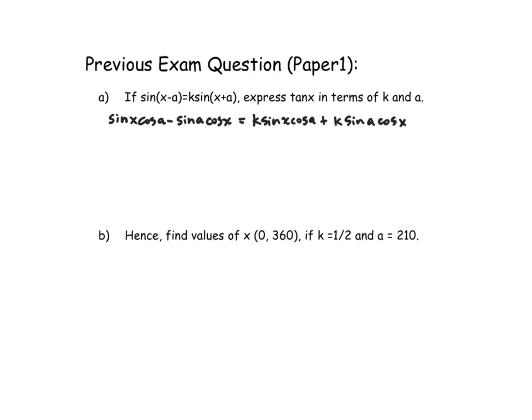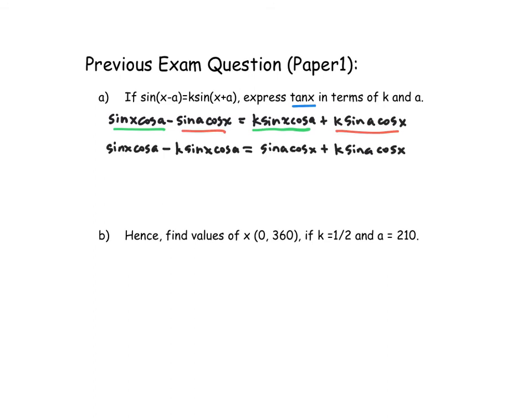Now, think about what we want to do here. We want to get tan x. That means I want to somehow get sine x over cosine x. So what I'm going to do is get these terms, sine x cosine a and k sine x cosine a, on the same side. So that'll be sine x cosine a minus k sine x cosine a. And at the same time, I'm going to bring the sine a cosine x over with this one. So that will be sine a cosine x plus k sine a cosine x.